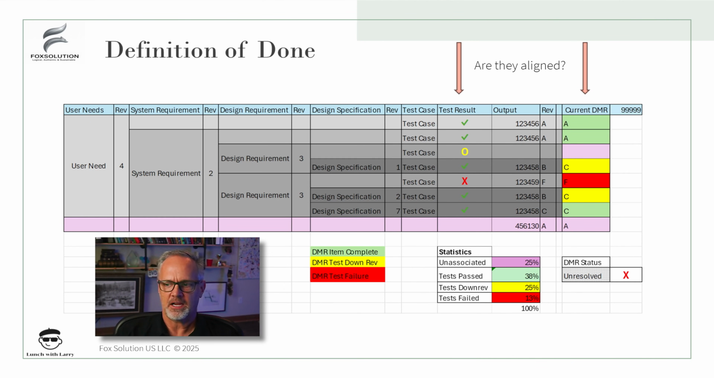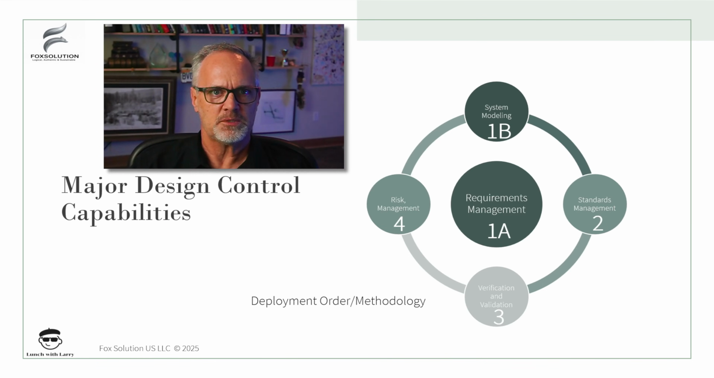So just want to kind of give you a sense of where we are heading with all this and why we go through all this effort. It's really to get reports like this that greatly reduce the amount of labor that's required to provide the traceability. And in addition to that, it actually gives us a correct result, which is very difficult to do when we're building it all manually. So that being the case, we have our major design control capabilities: requirements management, systems modeling, standards management, VMV, and risk management.